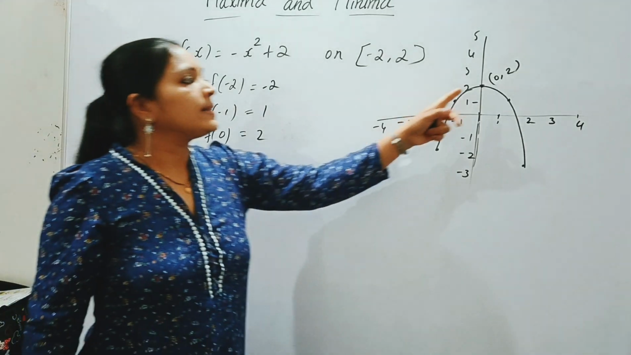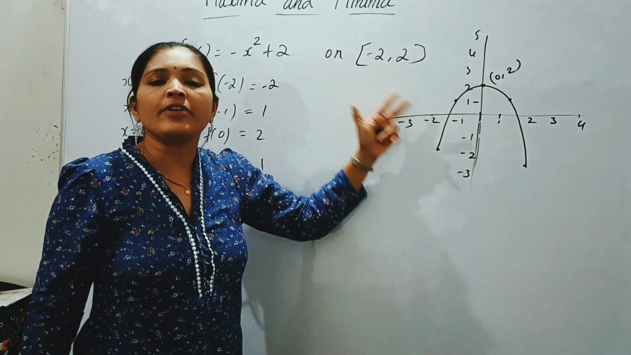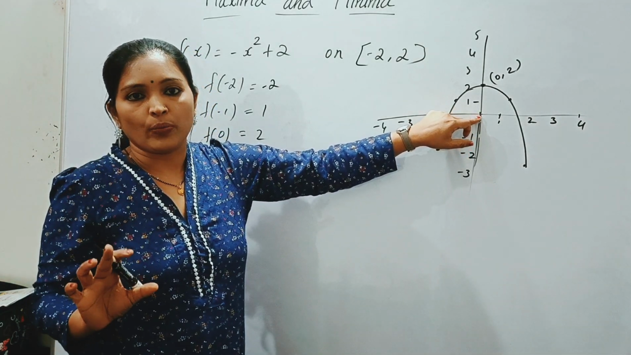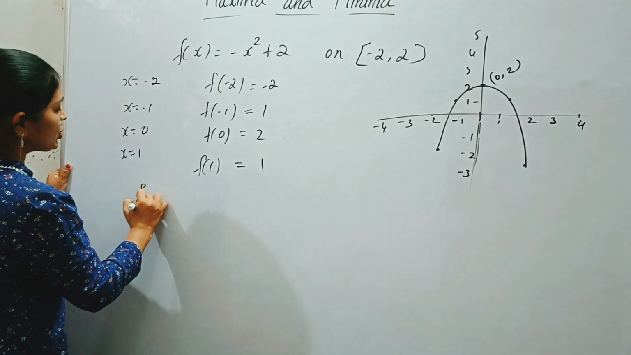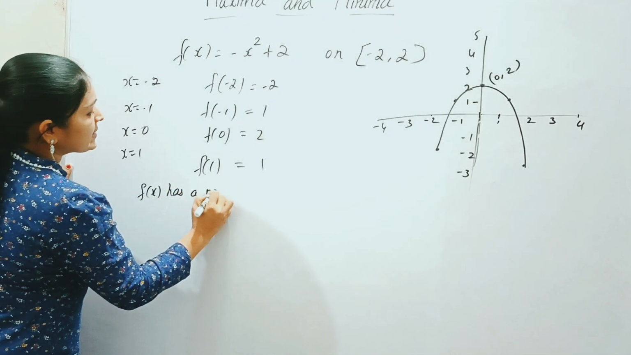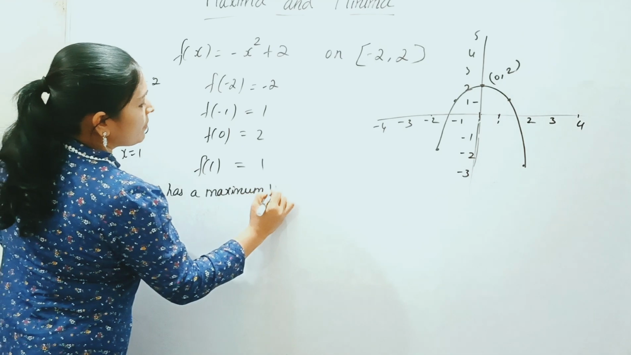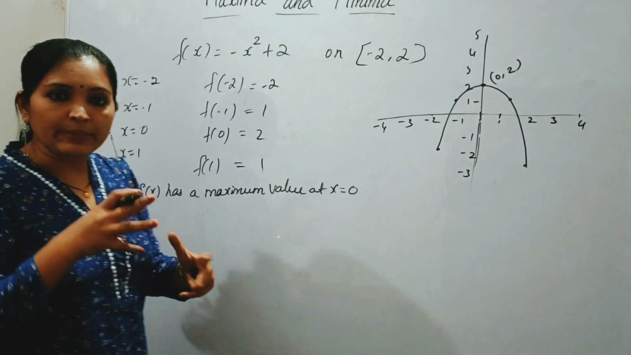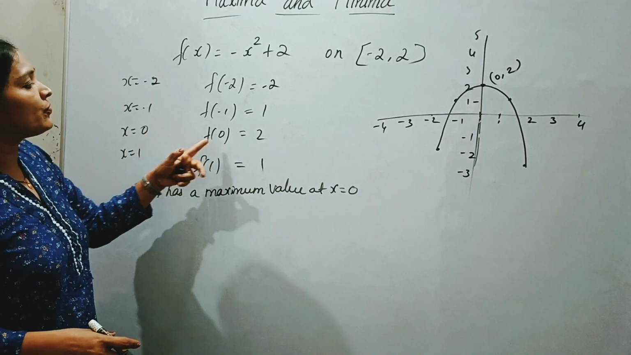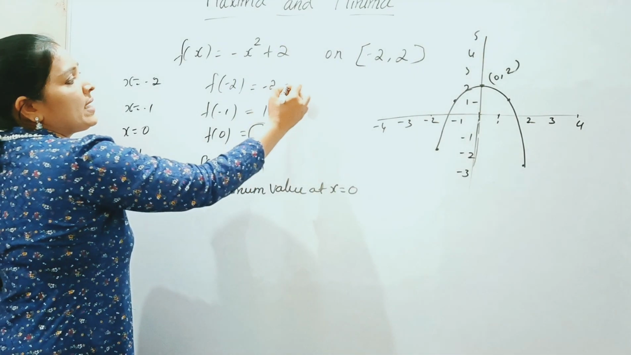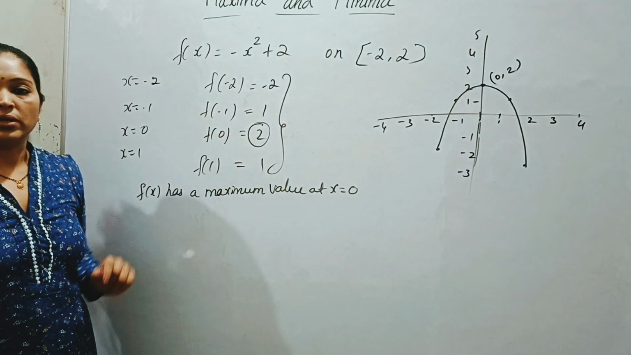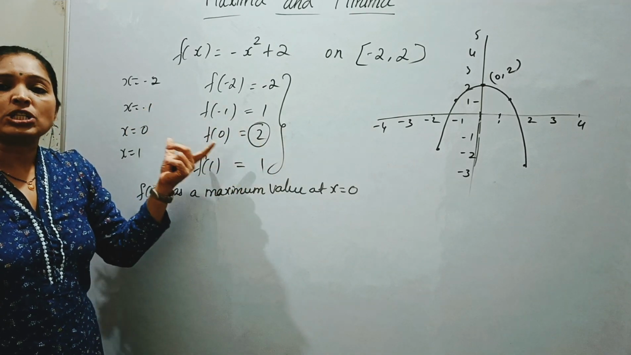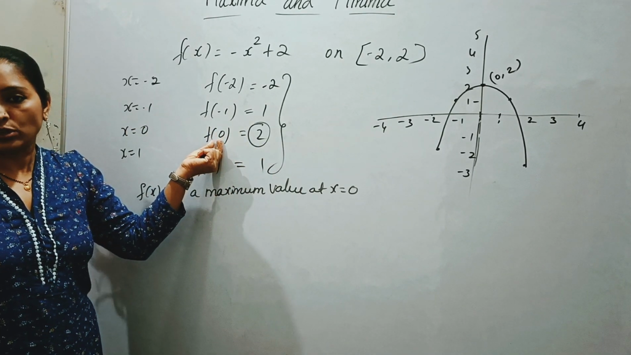So here we say this function f of x has maximum value at x is equal to 0. What is the maximum value of the function? The maximum value of the function is nothing but 2. See, what is the largest value among these? 2, right? So 2 is the maximum value of this function, and this function has maximum value at x is equal to 0.